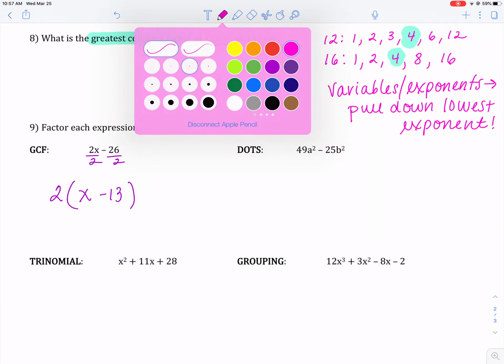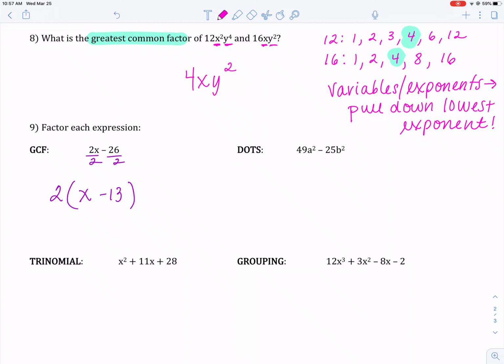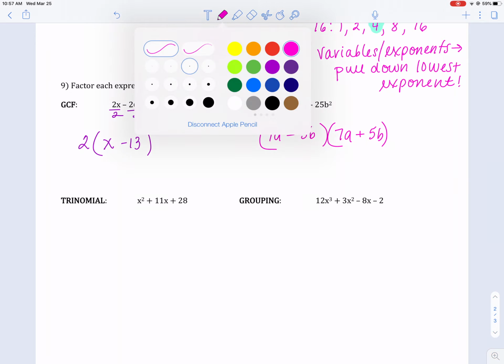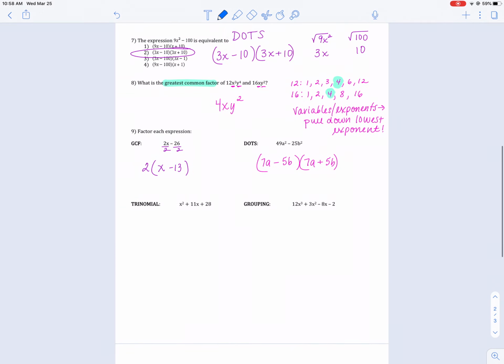Okay, in number, well, it's still number 9, but the difference of 2 perfect squares: open your 2 sets of parentheses and take the square root of each. The square root of 49a squared is 7a. 7a comes to the front of each parenthesis. I don't care your order, 1 plus, 1 minus. Now take the square root of 25b squared, 5b, 5b. Same exact factor, 7a minus 5b, 7a plus 5b. Only difference, different signs.